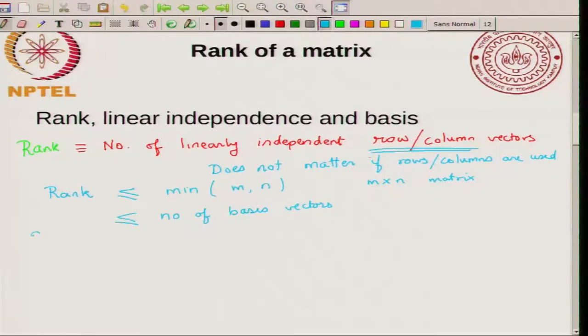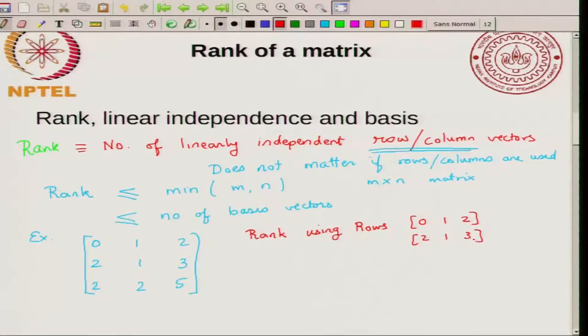So suppose I take a matrix that looks like this, I'll just take some examples. So 0 1 2, 2 1 3, and I take this as 2 2 5. Now if you want to determine the rank of a matrix, you can use either the rows or the columns. So rank using rows. If you use rows, then you have three vectors. You have this vector 0, 1, 2, you have another vector 2, 1, 3, and you have vector 2, 2, 5.